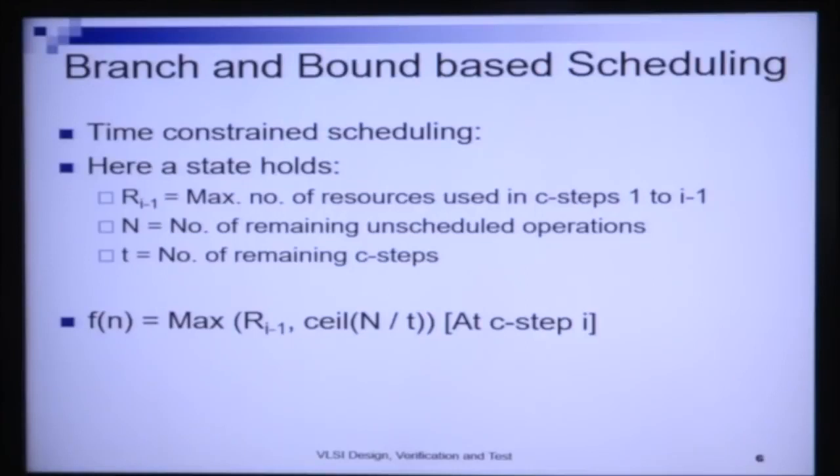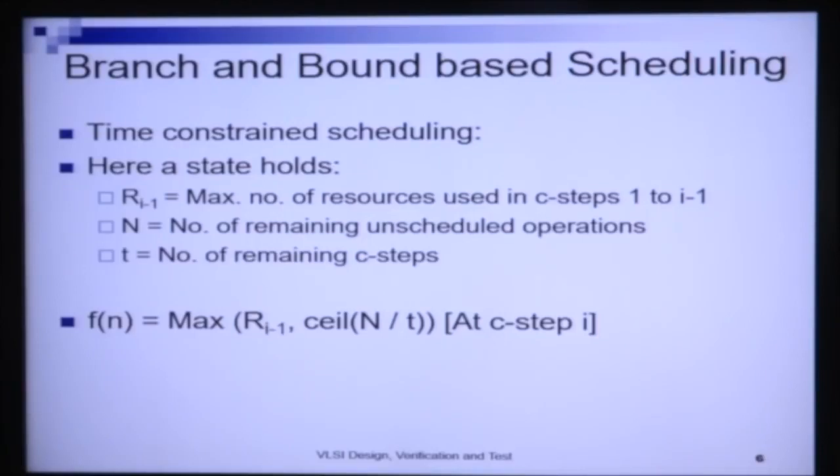Right? So at any point in time, this branch and bound will keep an account of the maximum number of resources that has been used in C steps 1 through i minus 1. Why? Because if that many resources have already been used from the initial state to the current state, that many resources will at least be required. Because we have already used, in certain time steps, 3 resources in parallel, let us say. So 3 resources will be required in the solution.